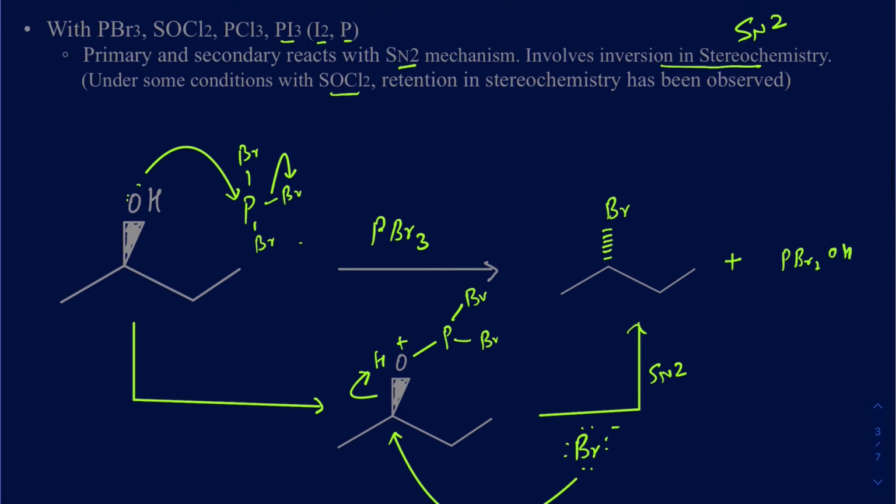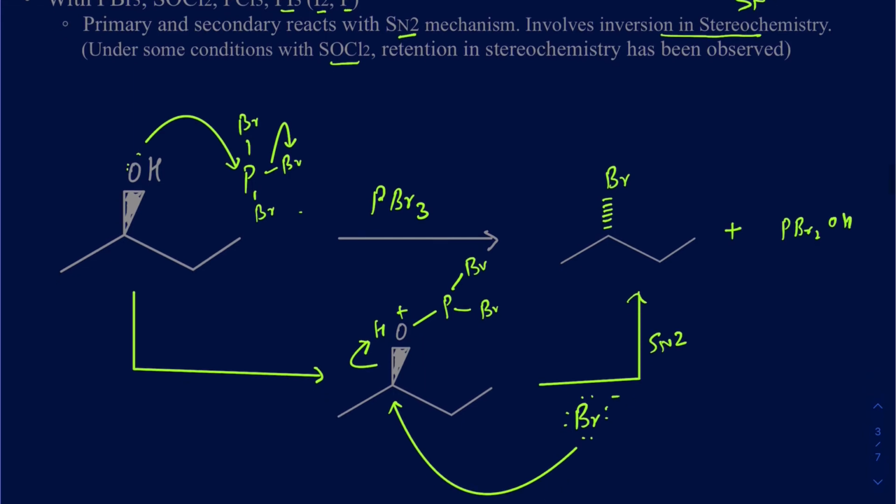Now, if I'm using PCl3 and PI3, your mechanism is going to be exactly the same. When you're using PCl3, obviously you're installing chlorine instead of the bromine, and if you're using PI3, then you're installing iodine instead of the bromine and chlorine. But again, they're all going to involve inversion of stereochemistry.